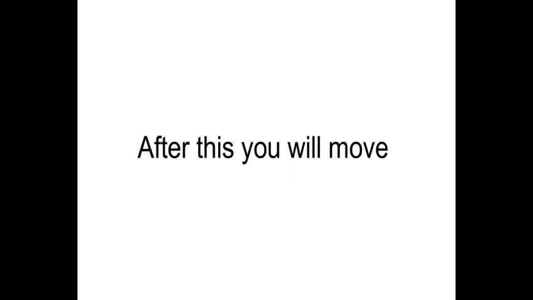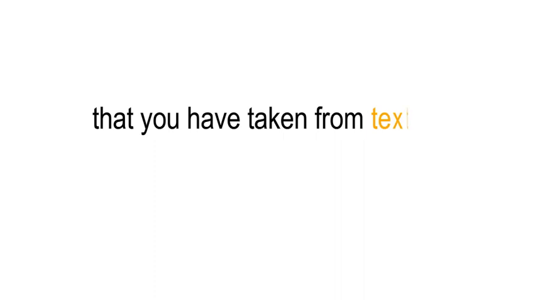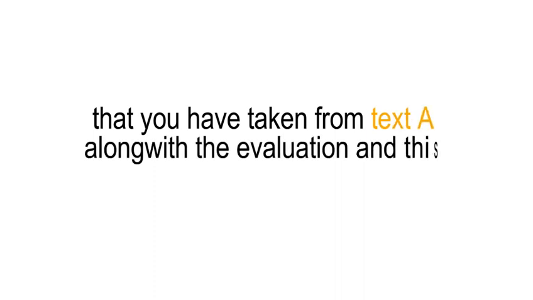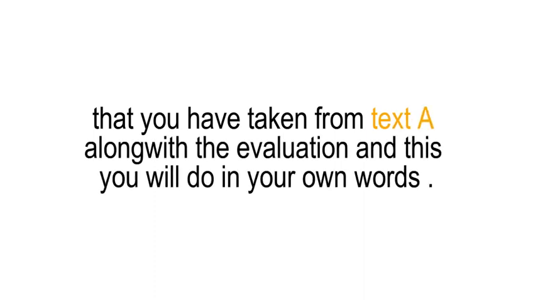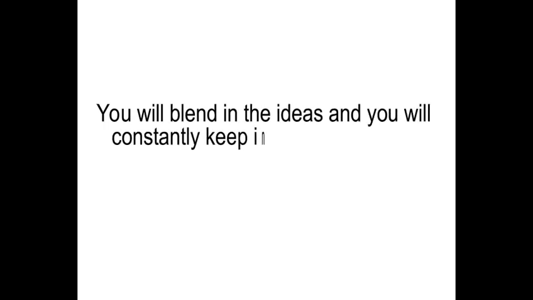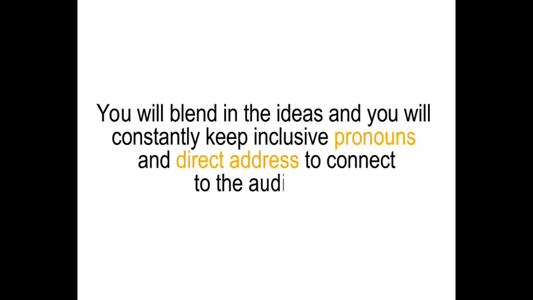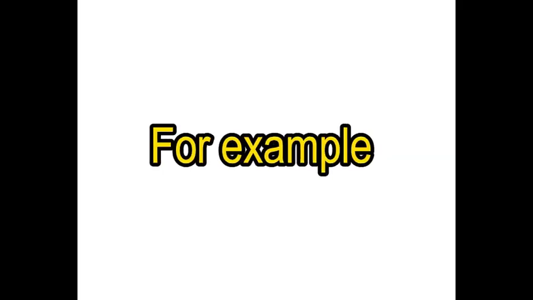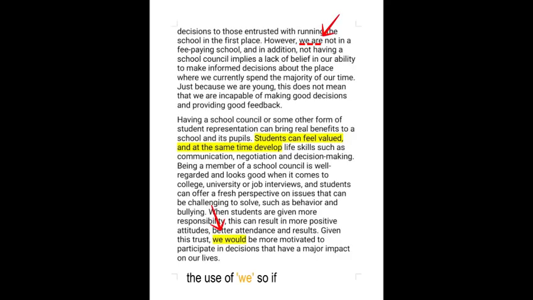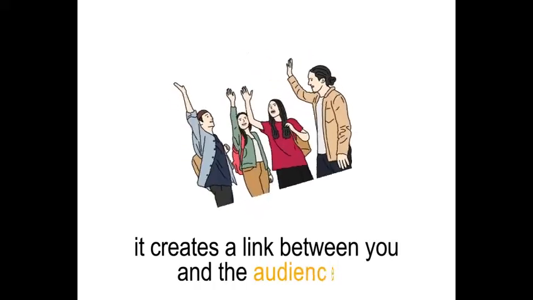After this, you will move on to your second and third paragraph, and there you are going to express the ideas and opinions that you've taken from text A along with the evaluation, and this you will do in your own words. You will blend in the ideas and you will constantly keep inclusive pronouns and direct address to connect to the audience. For example, the use of we. So, if you are using pronouns such as we, it creates a link between you and the audience.